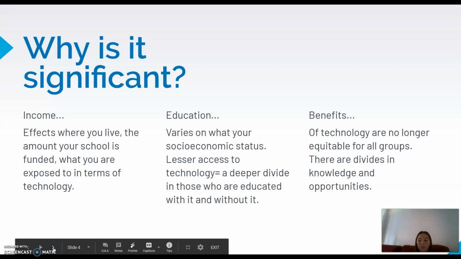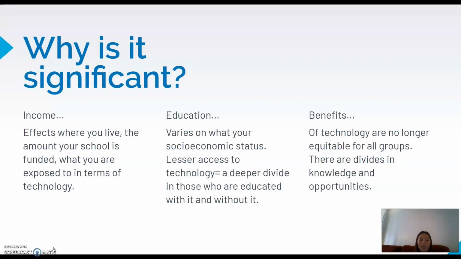So why is it significant to talk about the digital divide? I think this is important because different factors will affect the outcome of people's education and digital literacy. So for instance, income will affect where you live and will affect the school system that you're in and what kind of education and exposure you will have to technology. The education that you have will be dependent on the income that you have, and I don't like the relationship between the quality of education having to be dependent on your income.